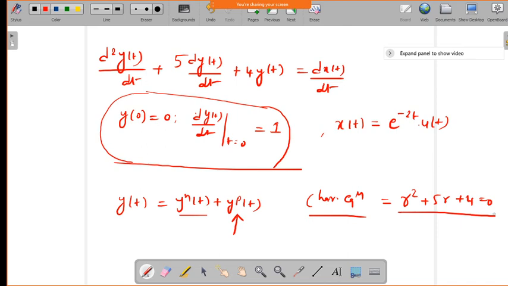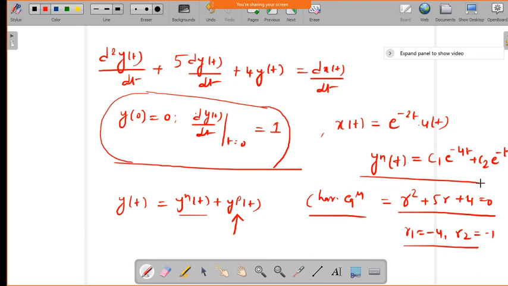So, what are r, r1 and r2? So r is 4, and r1 equal to minus 4, r2 equal to minus 1. Okay. So, now what is the natural response? yn(t) is equal to C1 into e power minus 4t plus C2 into e power minus t. Okay. So, this is the natural response.